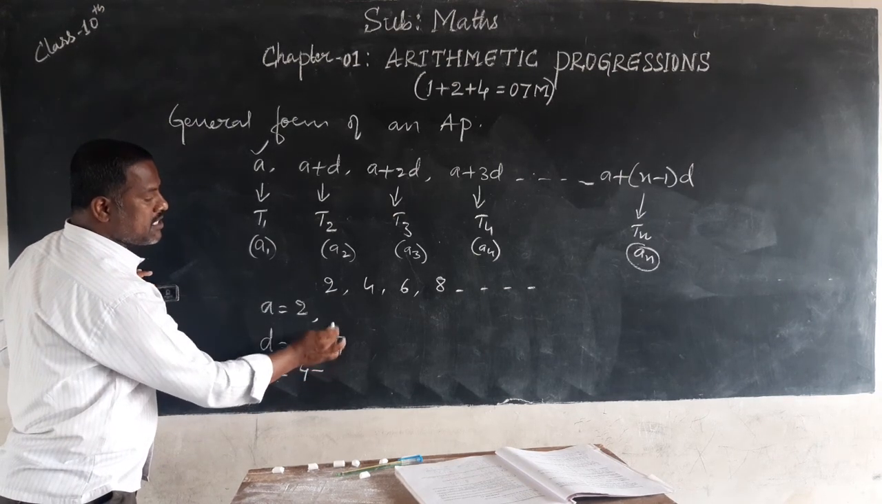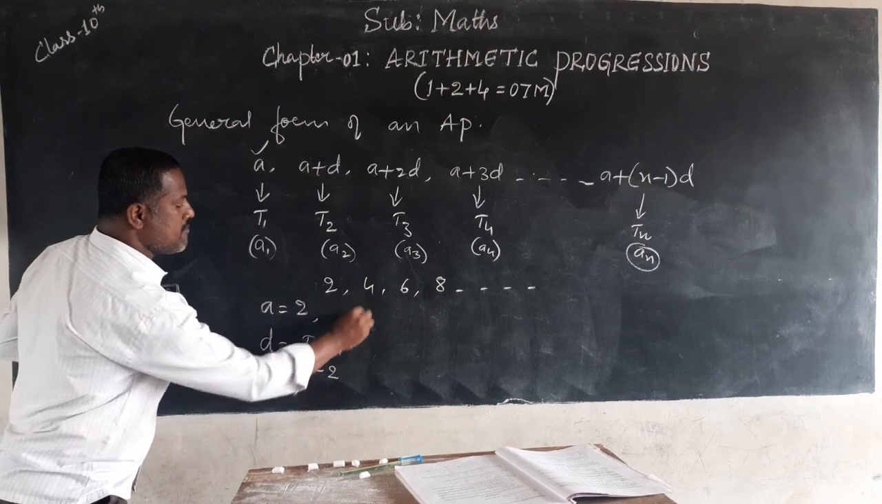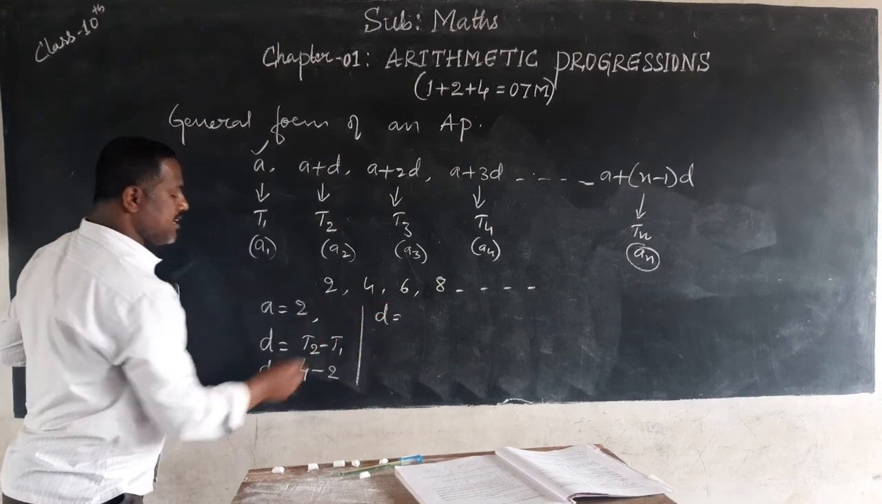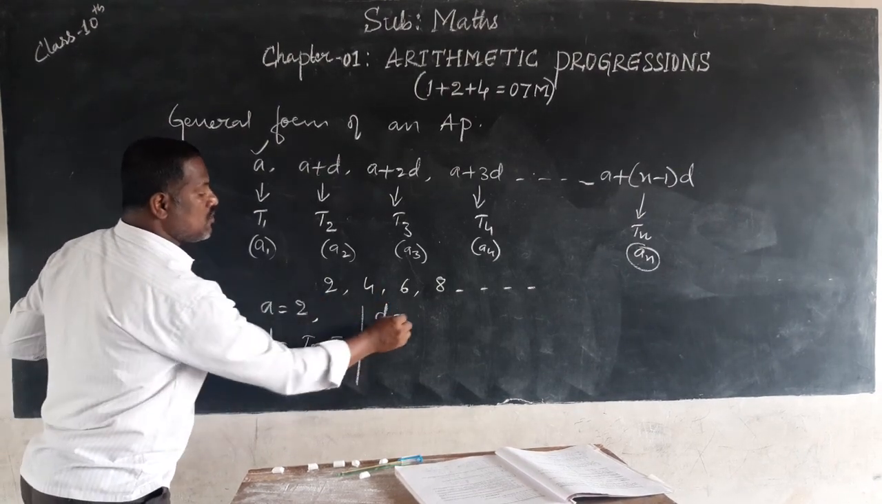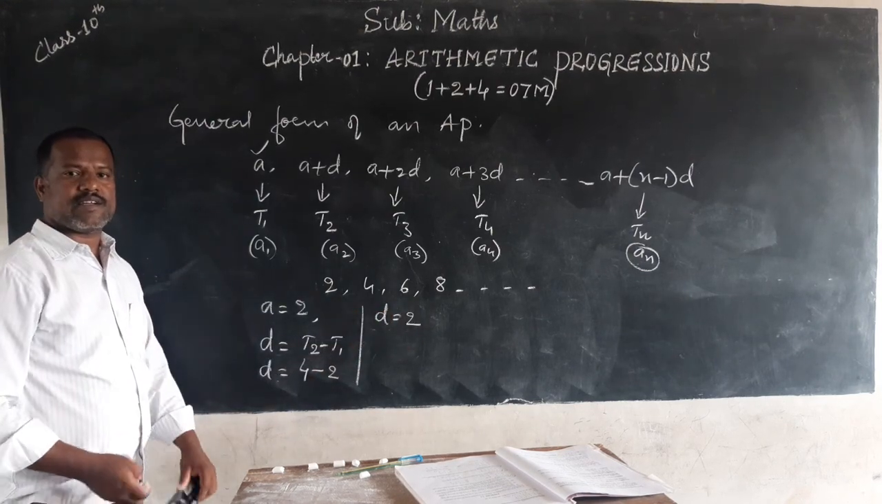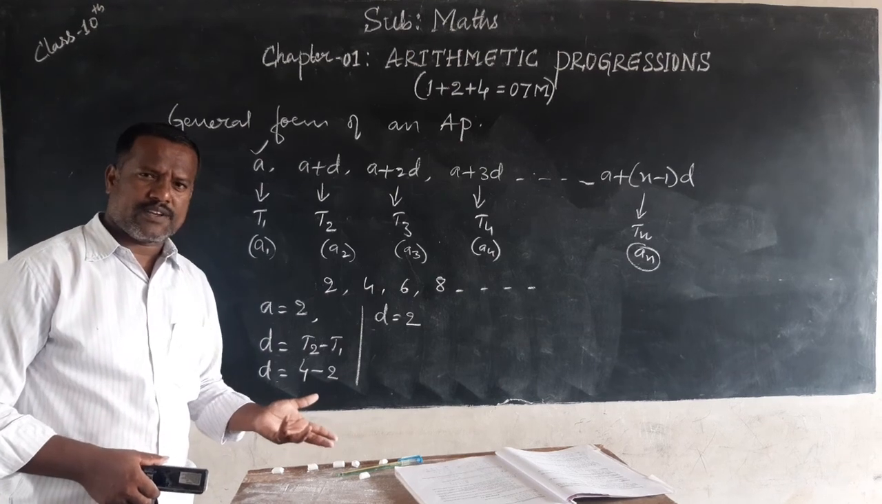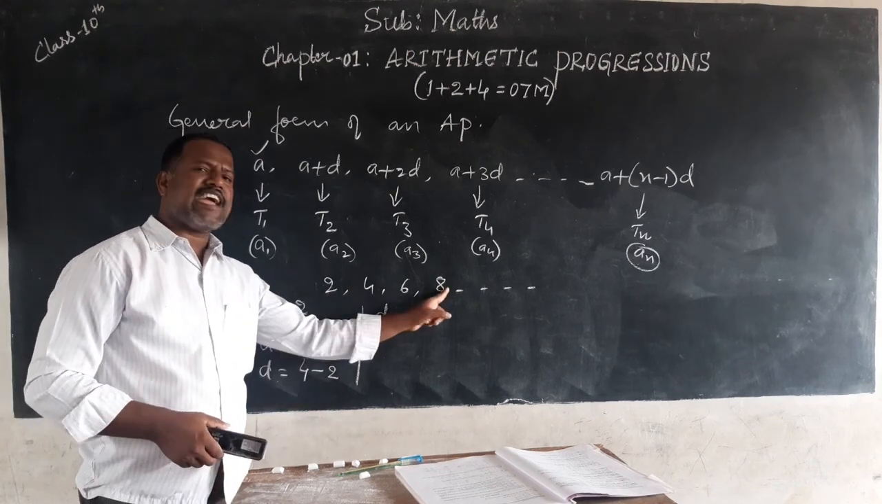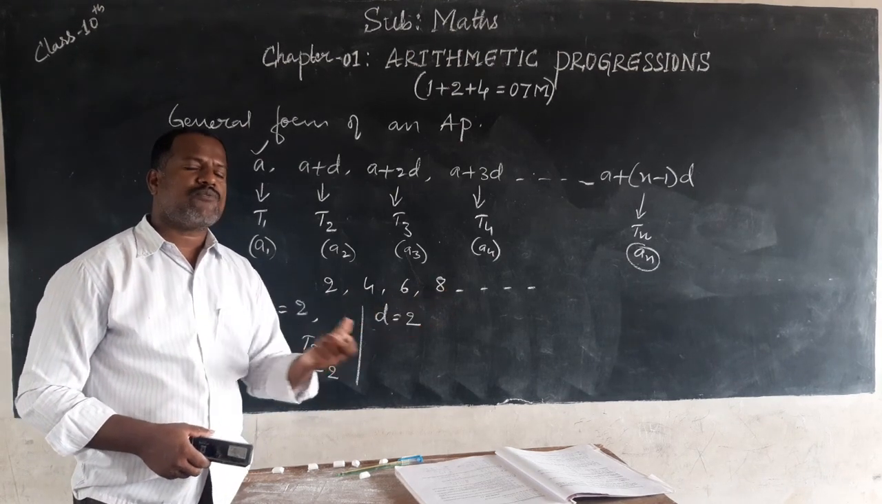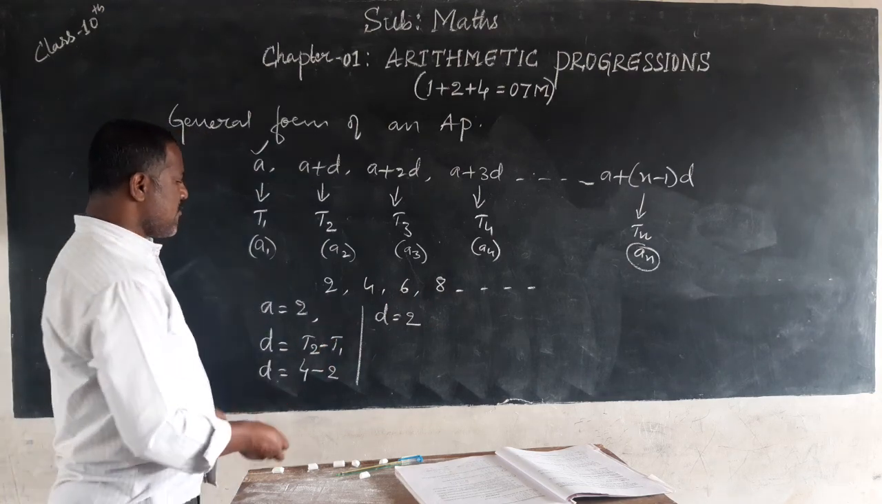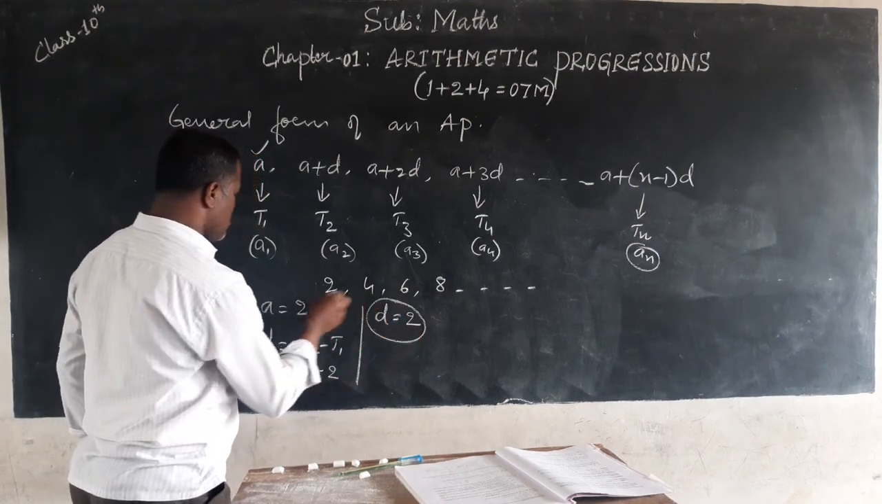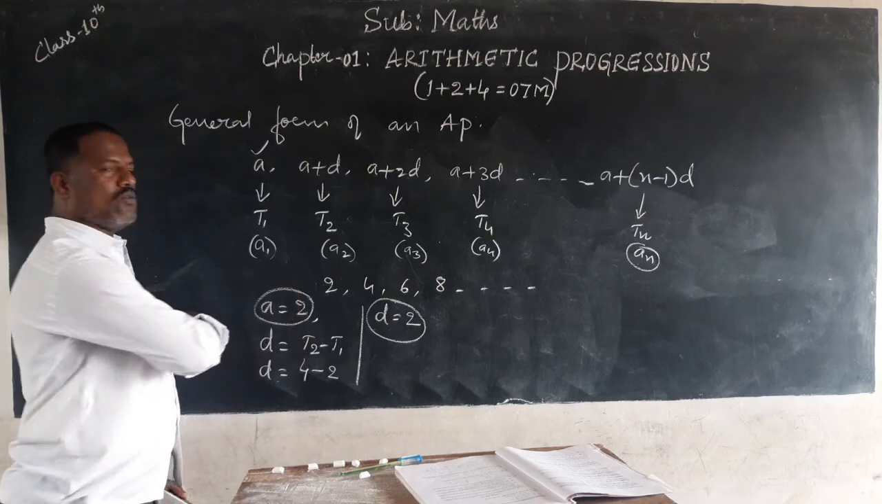What is the first term? 2 is the first term. Then what is the value of d? 4 minus 2, that is 2. Understand? So d stands for common difference. The difference between any two terms is what we call the common difference. The value of d is 2, the value of a is 2.